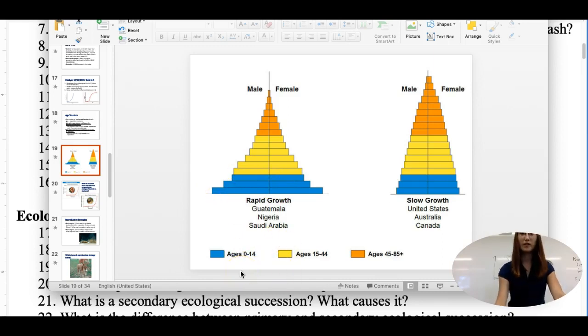So for this one, for example, we only separated the population into 3 age groups: the youngest, 0 to 14, the middle age, 15 to 44, and then 45 plus, right? So in this case, we look at these 3 age groups. How many individuals do you have in each of the age groups, as well as how many males and females you have for each of the groups. So what does that tell you?